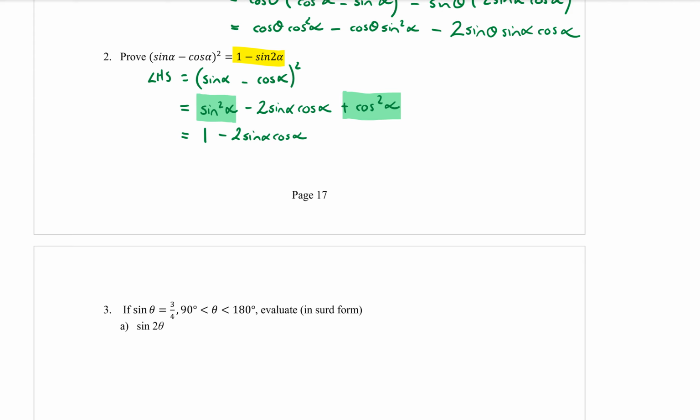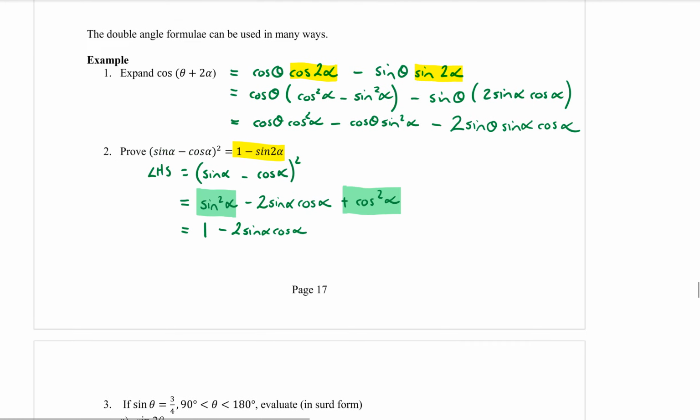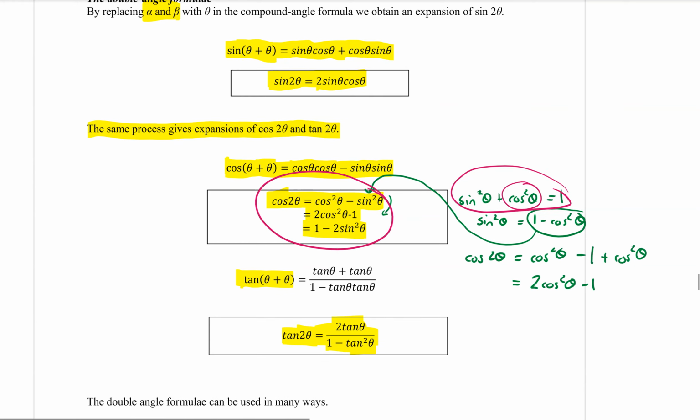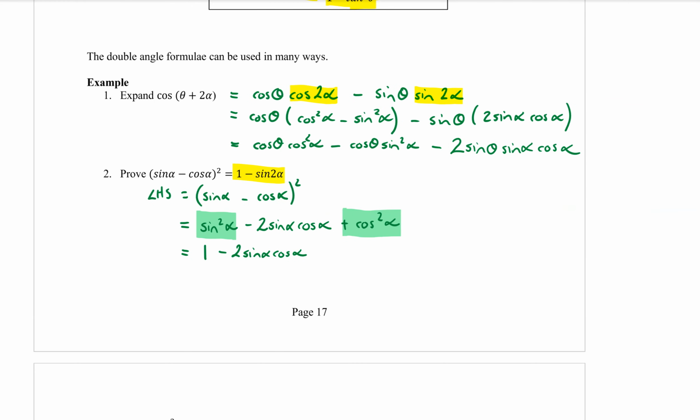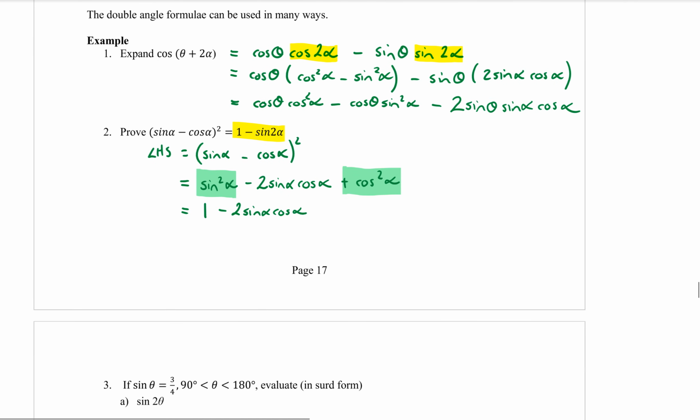Now for this part, I've got 2 sine alpha cos alpha. Now sine 2 alpha, that is a double angle. What is my double angle expansion for sine 2 alpha? It is 2 sine, well, it would be alpha cos alpha. And that's exactly what I have. I have 2 sine alpha cos alpha. This thing here is actually the expansion of the double angle for sine. So if I go in reverse of that formula, it will be 1 minus sine of 2 alpha. And that is equal to my right-hand side.